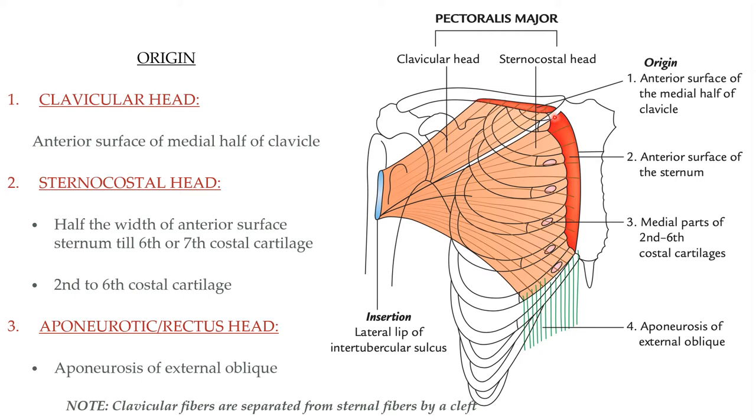The fibers from the sternocostal head arise from the anterior half of the width of manubrium and body of the sternum till sixth costal cartilage. And the fibers also take origin from adjoining part of the costal cartilages. The aponeurotic head, also called as rectus head, arises from the aponeurosis of external oblique muscle.